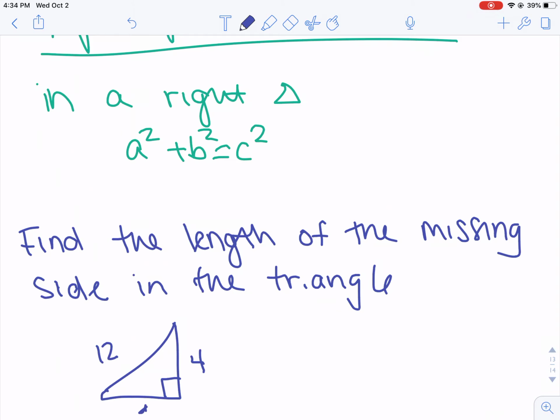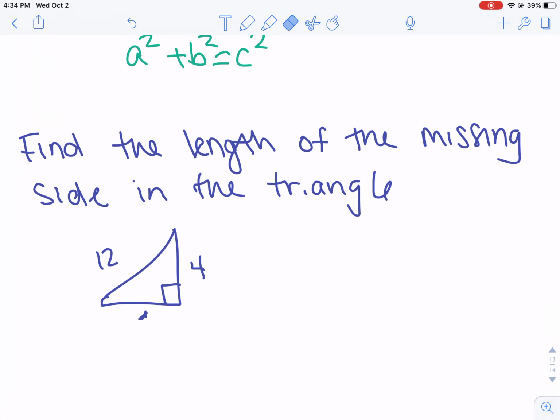And you have to know, okay, they called it a, but that doesn't necessarily mean that's like a squared, okay? You have to know that your hypotenuse, which is always your c value, so c is your hypotenuse, is always opposite your 90-degree angle. So 12 is my c value automatically. Okay, that has to be c. And the other two, it doesn't matter.